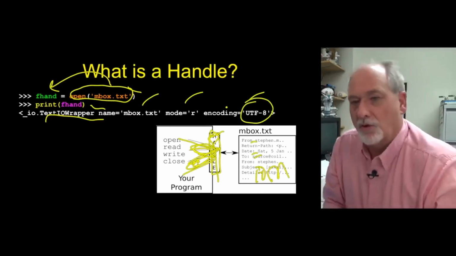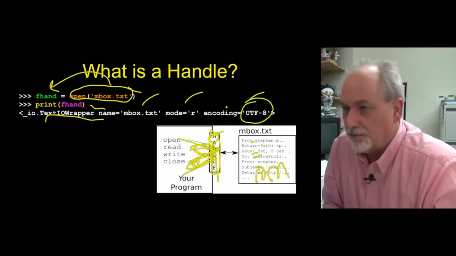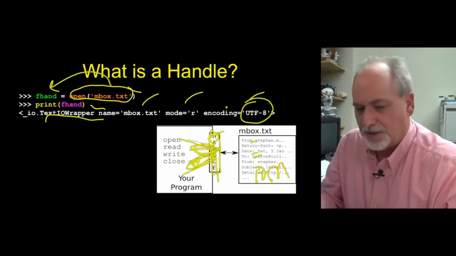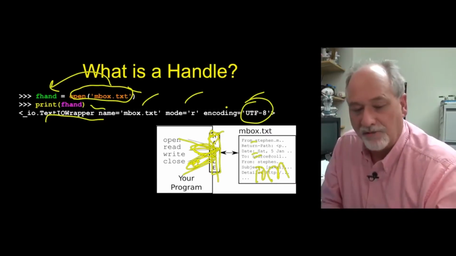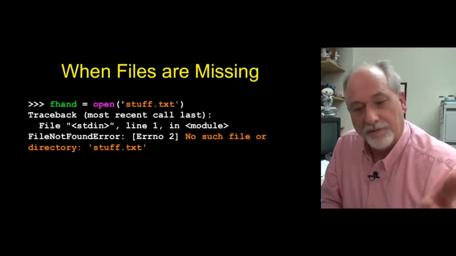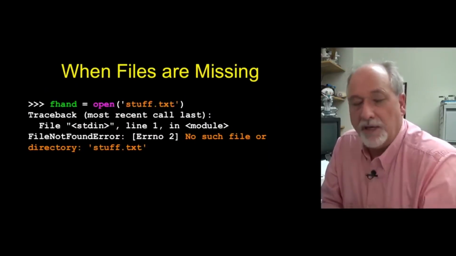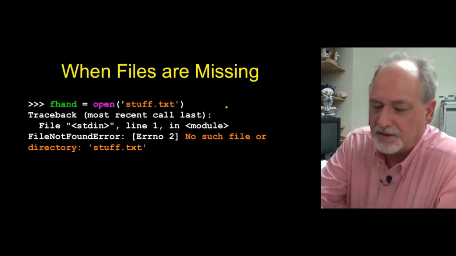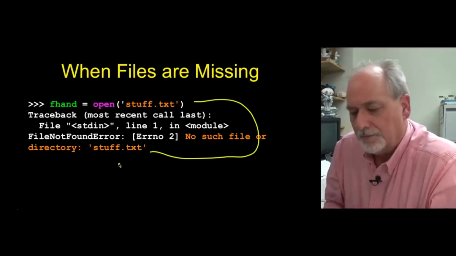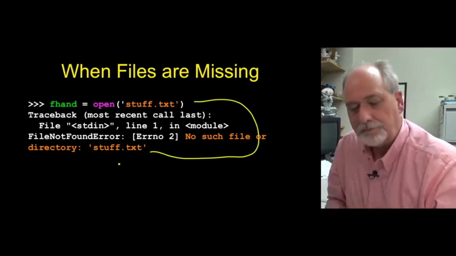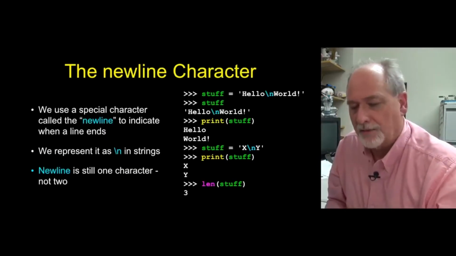UTF-8 is a great character set. It's probably the most typical character set that you will run into, although you can have different character sets of files, but most of them are UTF-8. So, of course, this is Python. If you make a mistake and there's a file that doesn't exist, we get a traceback, and it blows up. We'll show you in a second how to deal with that.